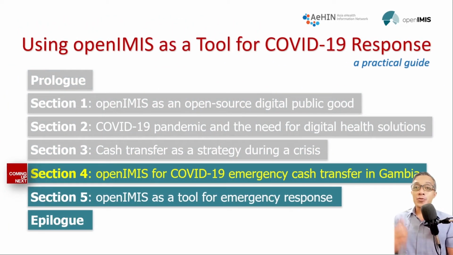That ends part 4 of the lecture series. In the next video, we will discuss a specific example on how one country used openIMIS to implement their COVID-19 emergency cash transfer scheme. See you there.